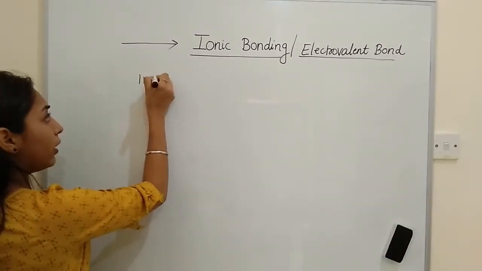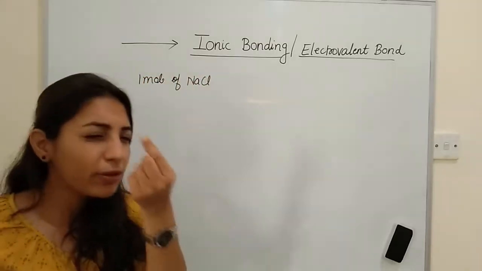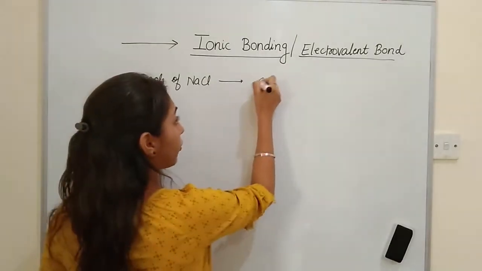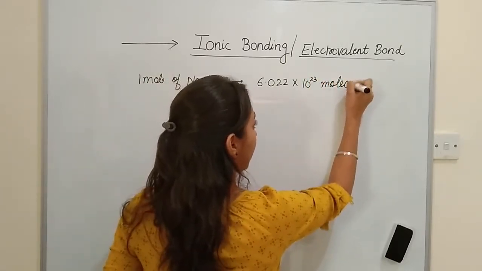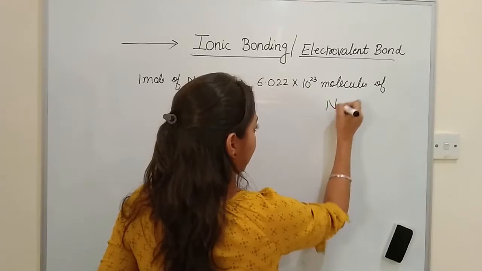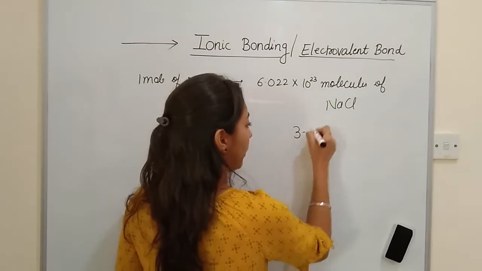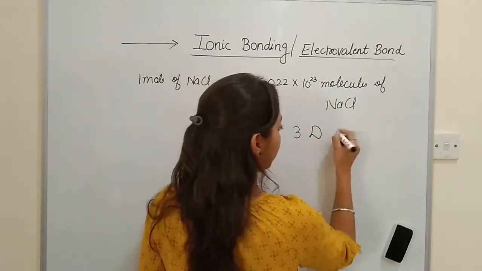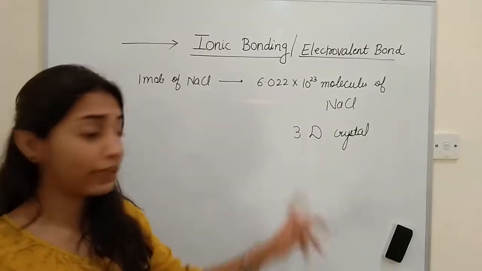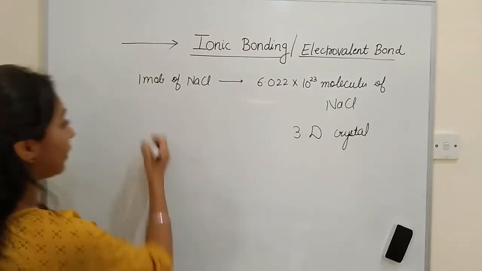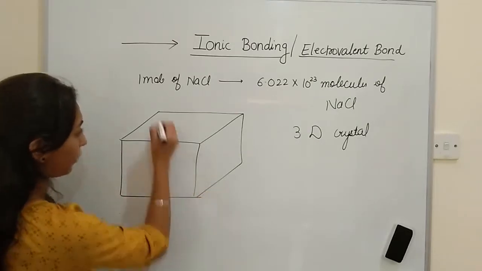If I am talking about 1 mole of NaCl, obviously I am not talking about just 1 molecule. I am talking about 6.022 into 10 raised to the power 23 molecules of NaCl. Am I right? And you know how they are arranged? They are arranged in the form of a 3-dimensional crystal. So these NaCl are arranged in the form of a 3D crystal, and if you want me to draw the crystal, it will take a minute, but I think you will be able to understand.